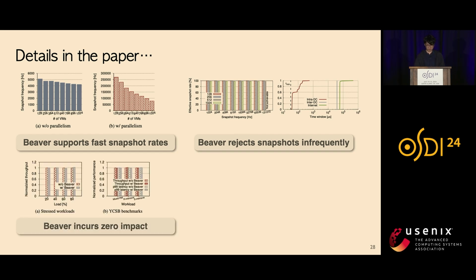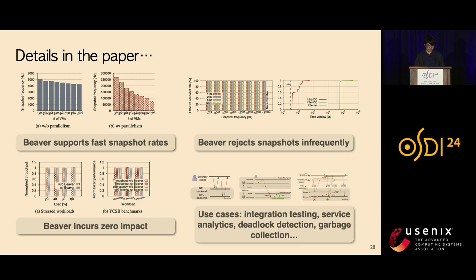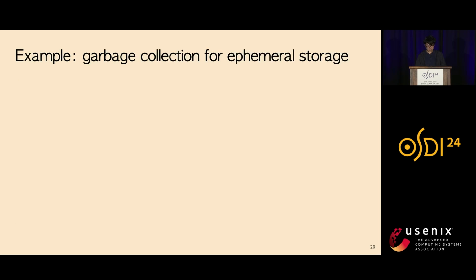And moreover, Beaver incurs 0 impact to existing traffic, as it eliminates any blocking or delay operations on the data path by design. And finally, Beaver's abstraction enables a wide range of potential use cases, such as integration testing, deadlock detection, garbage collection, and so on. Due to limits in time here, I'm going to give an intuition about one of these potential cases.